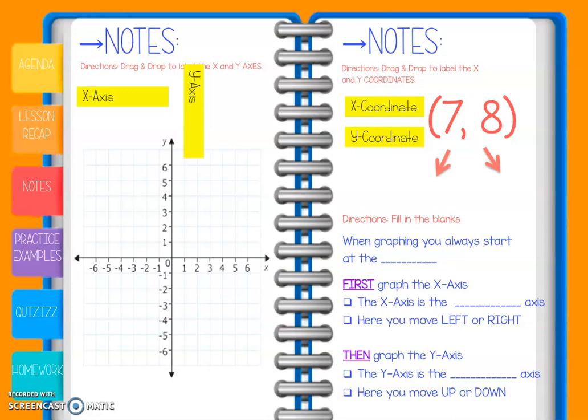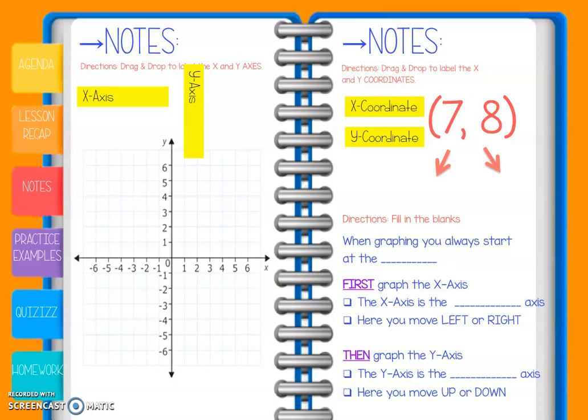All right, guys, we're going to do a quick recap on how to graph ordered pairs. And we're going to be graphing them in all four quadrants, or all four sections, of the coordinate plane. So the first thing that we're going to do is label the x and y axis.